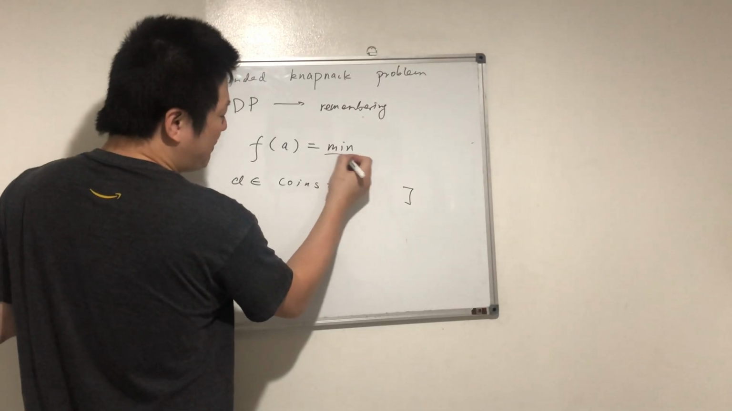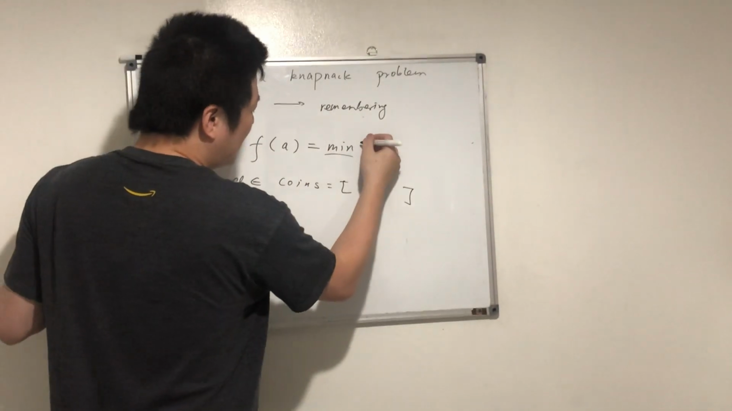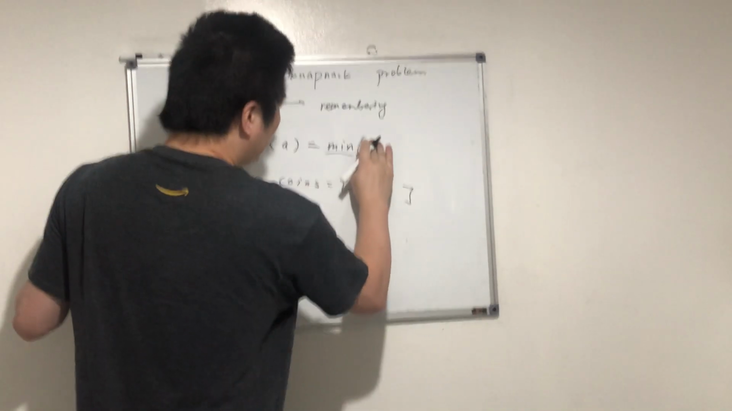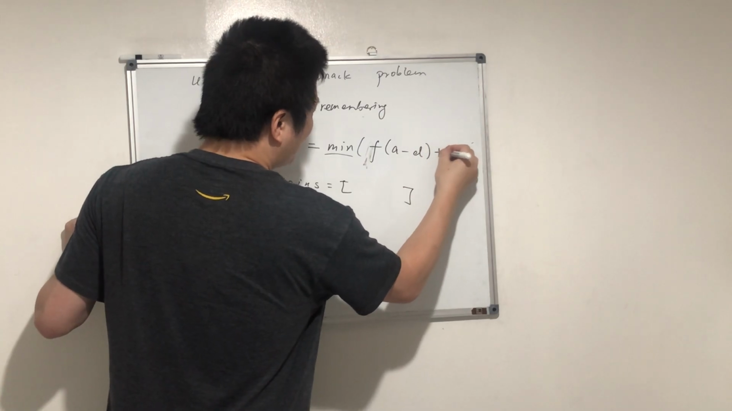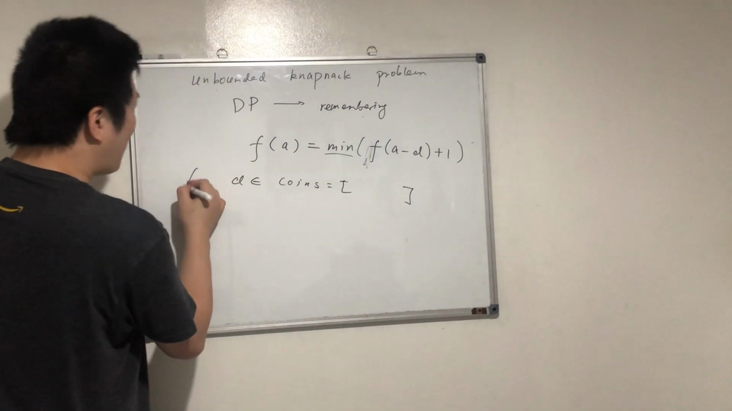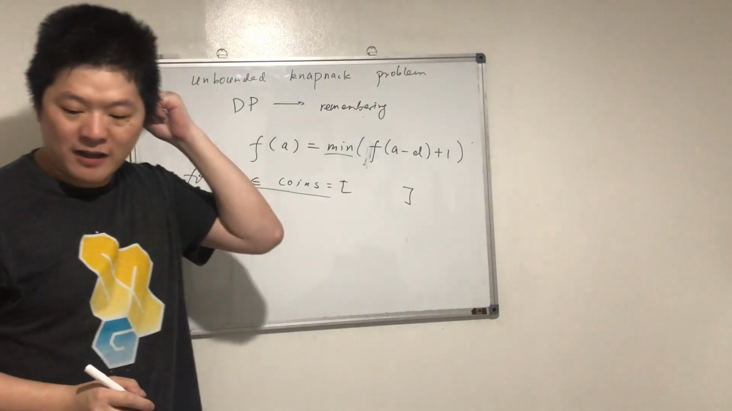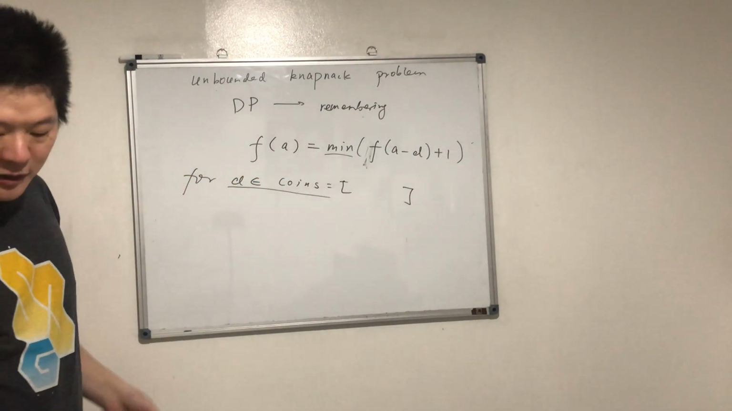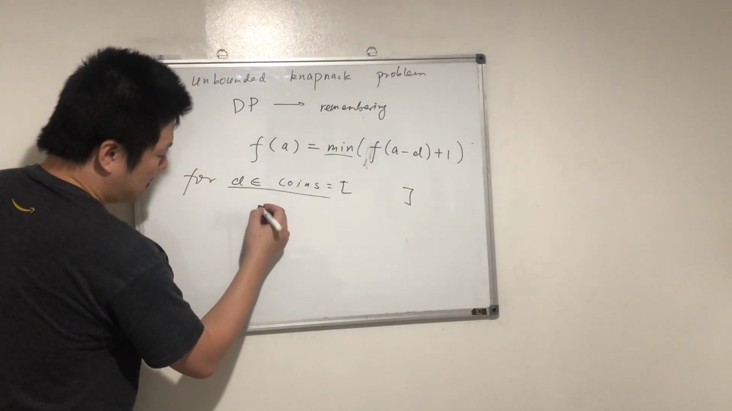Eric, look, pick the minimum. Eric, what does it equal? F(A) equals the min of what? Of F(A minus D) plus 1, for D in the coins. Yeah? Eric, what does it mean?